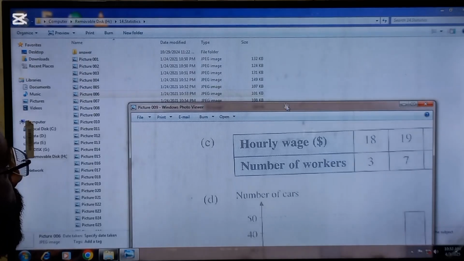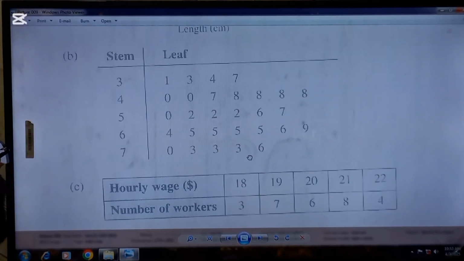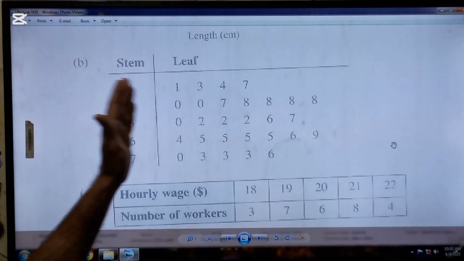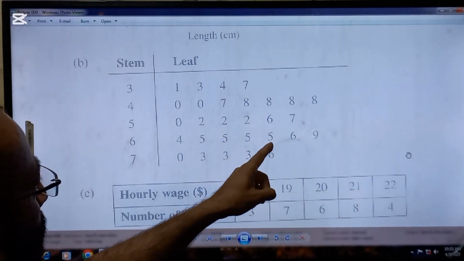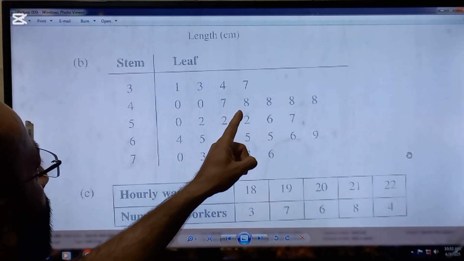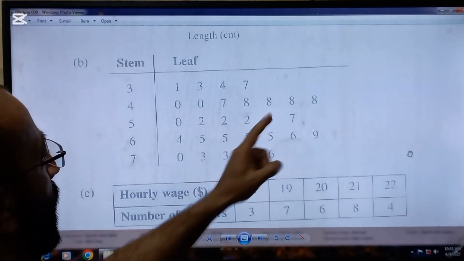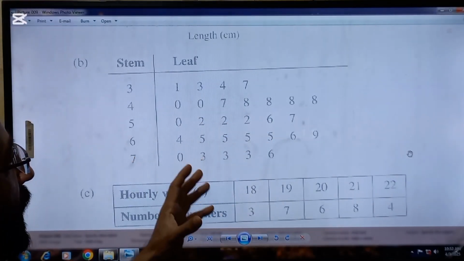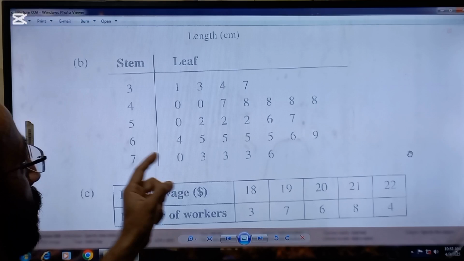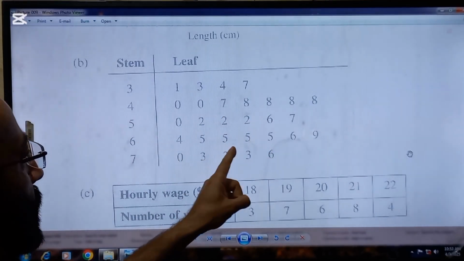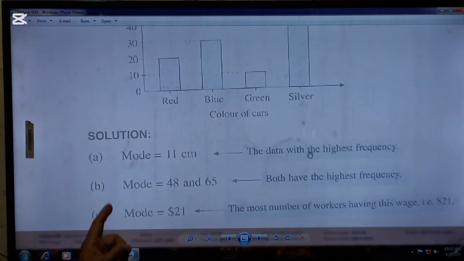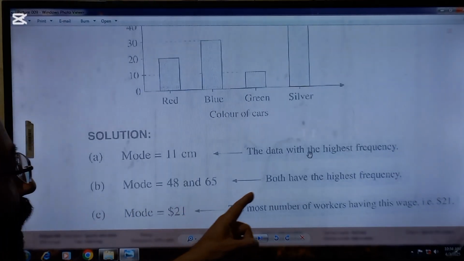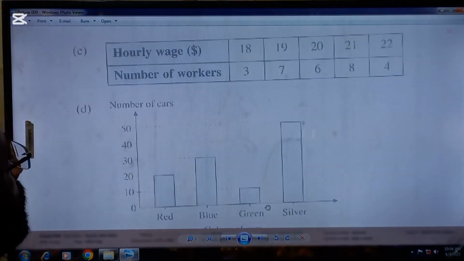In B part, we have a stem and leaf diagram, and in the stem and leaf diagram we can clearly see that this value 65 and this value 48 are coming 4 times each, which is more than the other values. So 48 and 65 both will be the mode at a time. So mode is 48 and 65, both have the highest frequency.